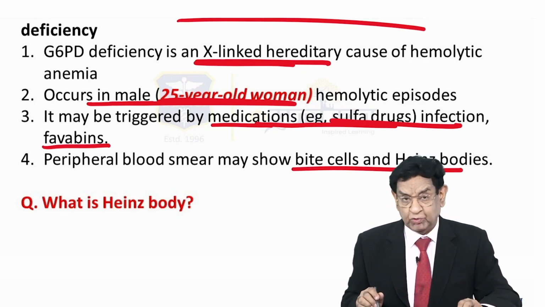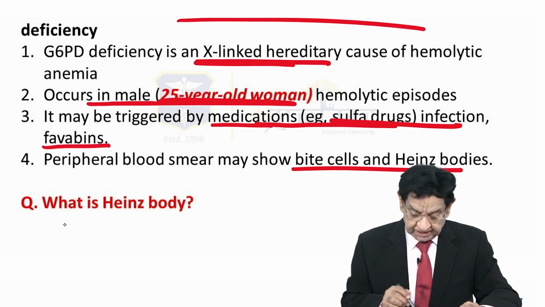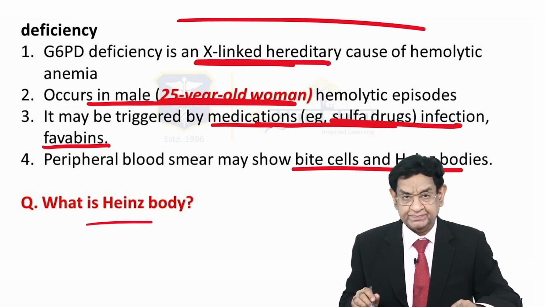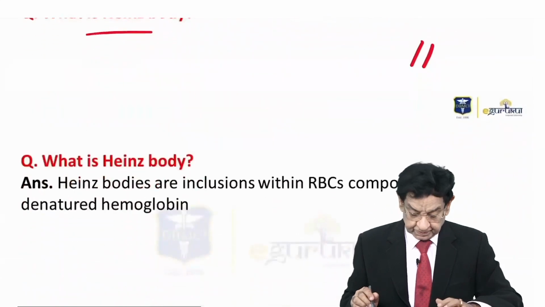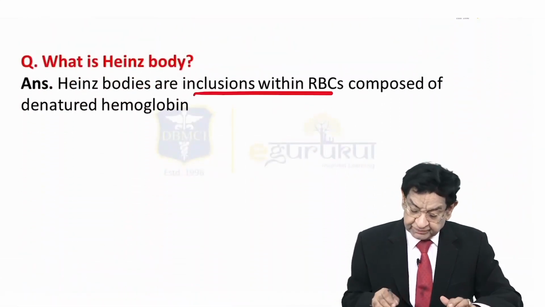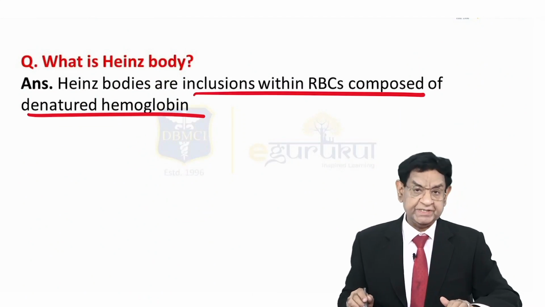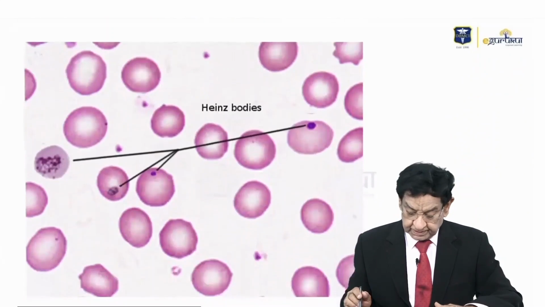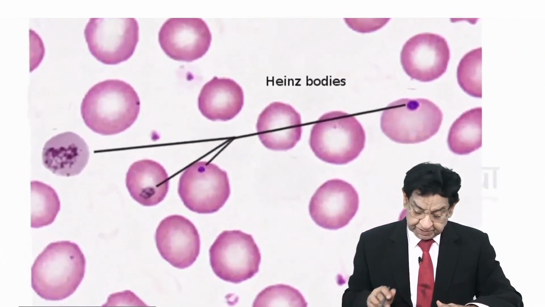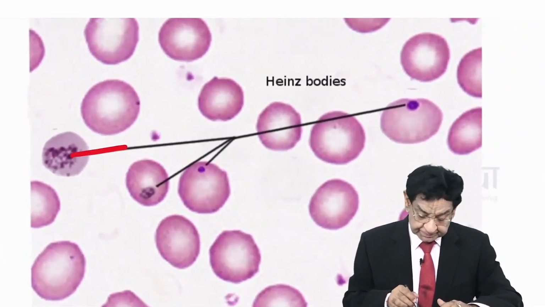Well, I have one more question for you. Write down the answer. What is a Heinz body? Well, they are inclusions within the RBC composed of denatured hemoglobin. It's a basic question. This is a classical thing, a beautiful picture showing Heinz bodies.